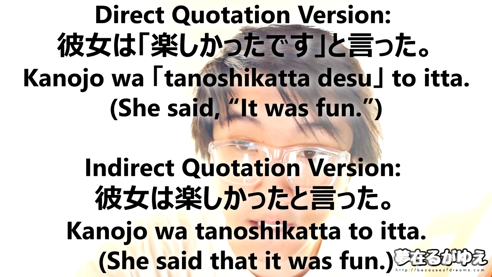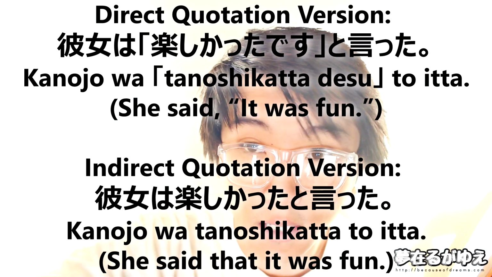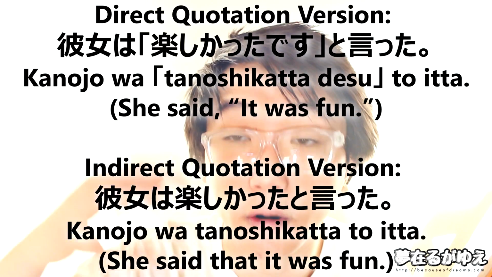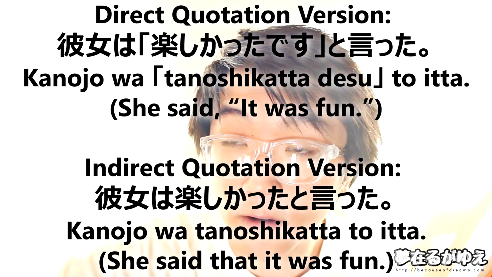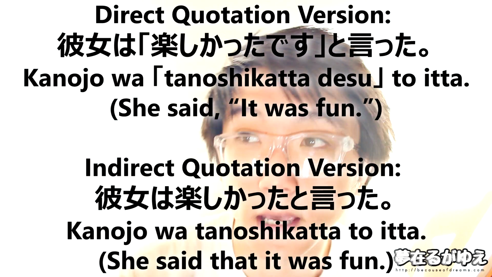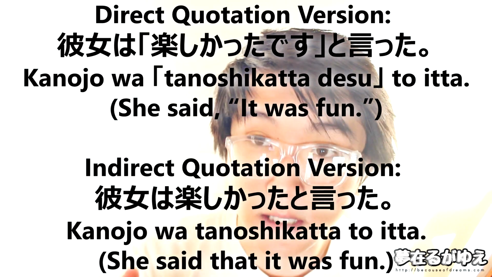So we turn that into its ta form, so 楽しい turns into 楽しかった, and then we add desu to make it polite. So it was fun. Then we have the particle to, marking that as the quotation. Then we have the ta form of the verb iu, which means to say, and so itta is said. So she said it was fun.